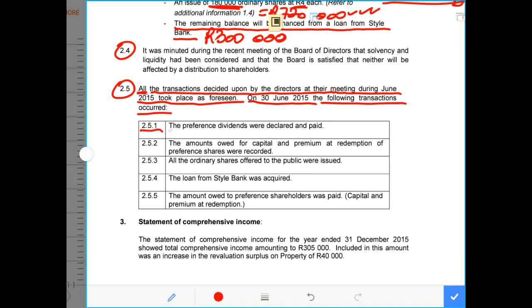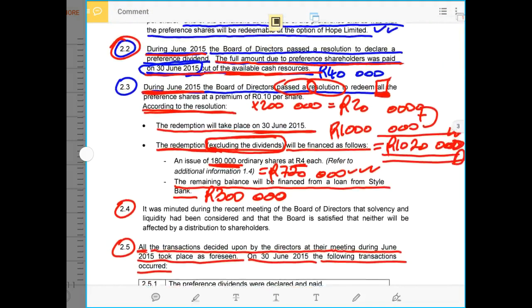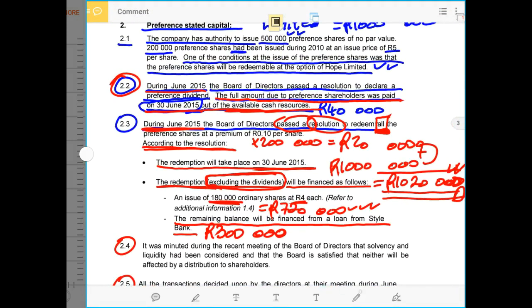2.5.1: the preference dividends were declared and paid. So now the preference dividends that were declared, they are telling us that they were also paid. Where are these preference dividends? That was under number 2.2, where preference dividends were declared, and they are telling us that they were also paid.